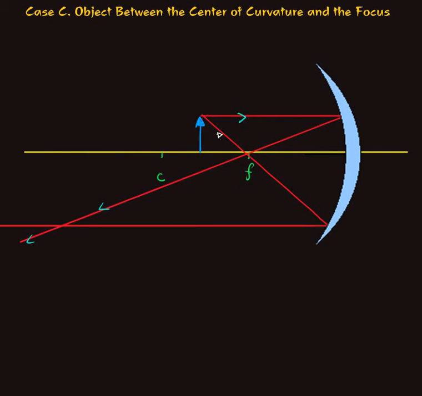The one that goes from the object through the focus, when it hits the mirror, will bounce back parallel to the optical axis. And where these two rays intersect, that is where the image is formed. And now you can see the characteristics of the image here.